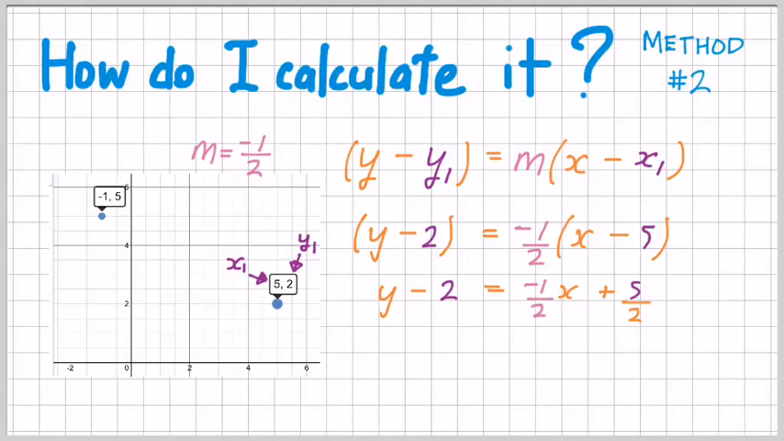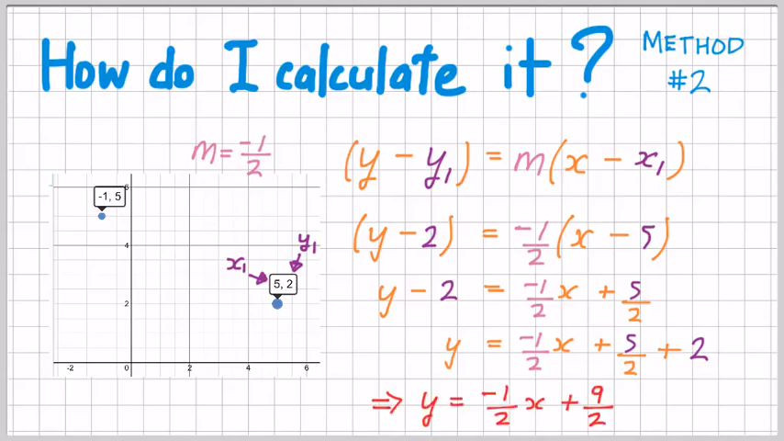And so expanding the brackets, we get y minus 2 equals negative 1 over 2x plus 5 over 2. Rearranging this equation will give us y equals negative 1 over 2x plus 5 over 2 plus 2. Simplifying will give us our final equation, and that is the same thing that we had before. And finally, we can draw our straight line.